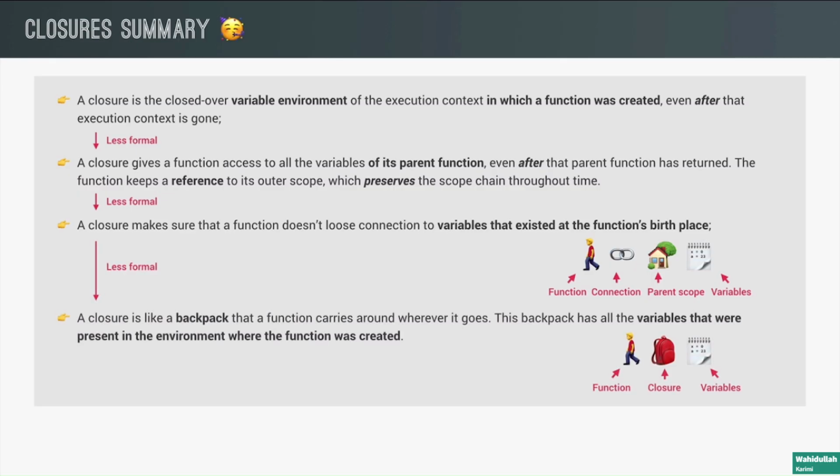So in this analogy, a function has a backpack which it carries around wherever it goes. And this backpack contains all the variables that were present in the environment in which the function was created. Then, whenever a variable can't be found in the function scope, JavaScript will look into the backpack and take the missing variable from there. So kind of similar to the other definitions, but maybe a little bit more visual.